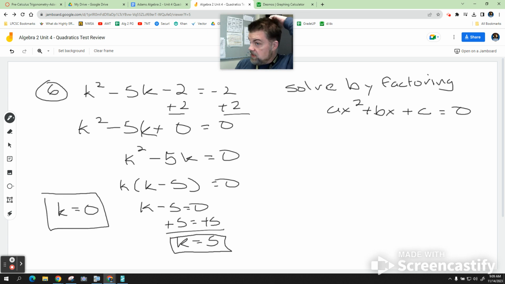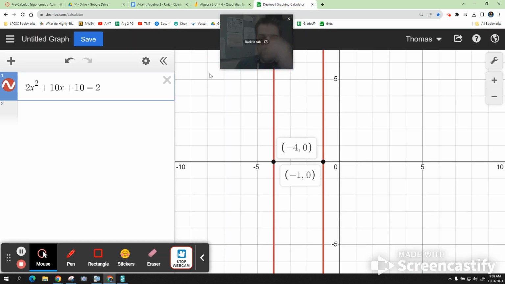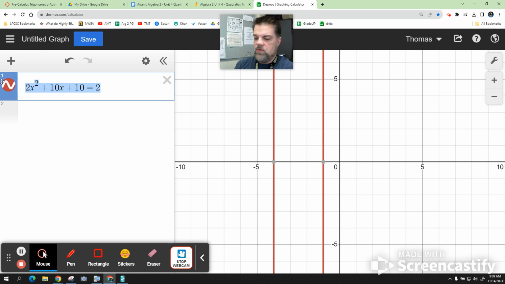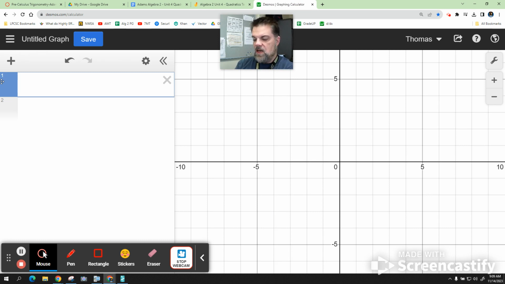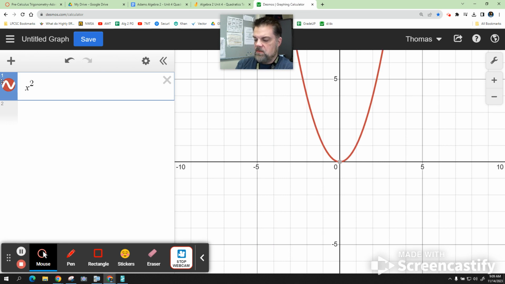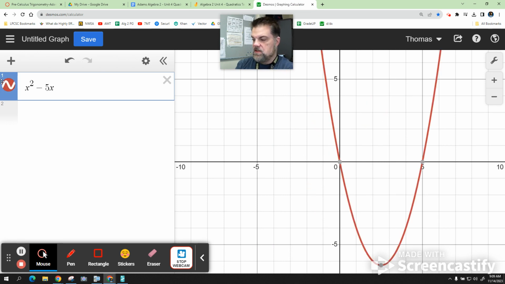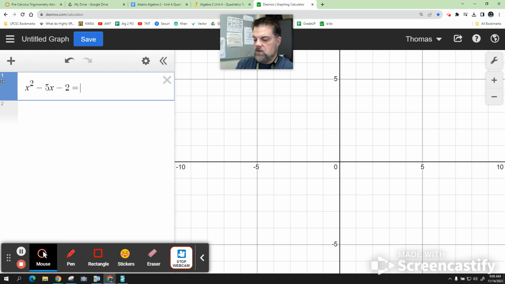How do I know if I'm right? Graph it. So I'm going to go into Desmos. I type in the original equation they gave me, except I can't use k. I got to use x's, right? So x squared minus 5x minus 2 equals minus 2. Looks right to me.